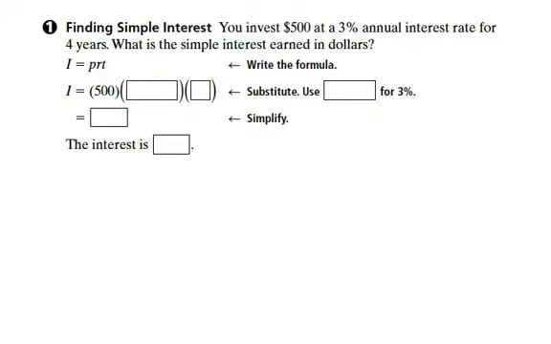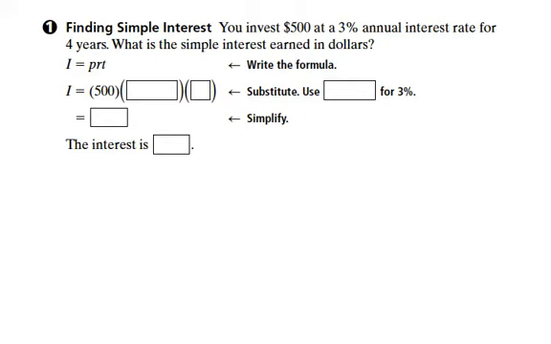Example 1. Finding simple interest. You invest $500 at a 3% annual interest rate for 4 years. What is the simple interest earned in dollars? You're going to use the formula I equals PRT. Interest equals principal times rate times time.